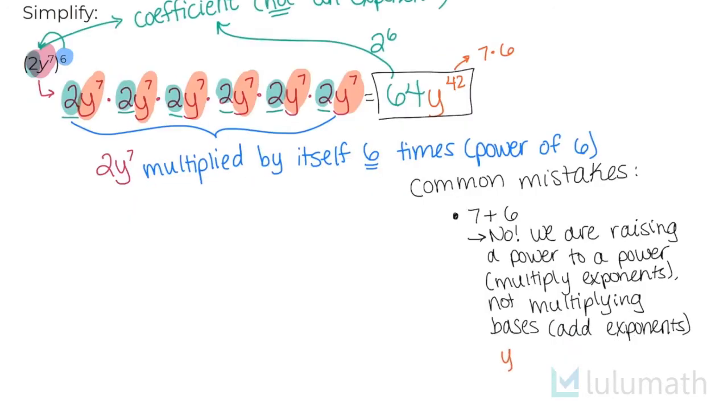So it's the difference between y to the power of 7 raised to the power of 6, that gives us y to the power of 42, versus y to the power of 7 times y to the power of 6, which gives us y to the power of 13.